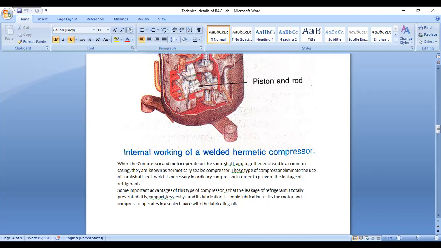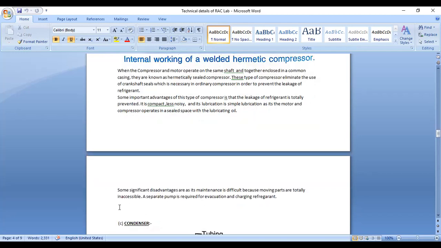Some important advantages of this type of compressor are that the leakage of refrigerant is totally prevented. It is compact, less noisy, and lubrication is simple, as the motor and compressor operate in the sealed space with the lubricating oil itself. But there are some significant disadvantages. Maintenance is difficult because the moving parts are totally inaccessible. A separate pump is required to evacuate and discharge the refrigerant itself.